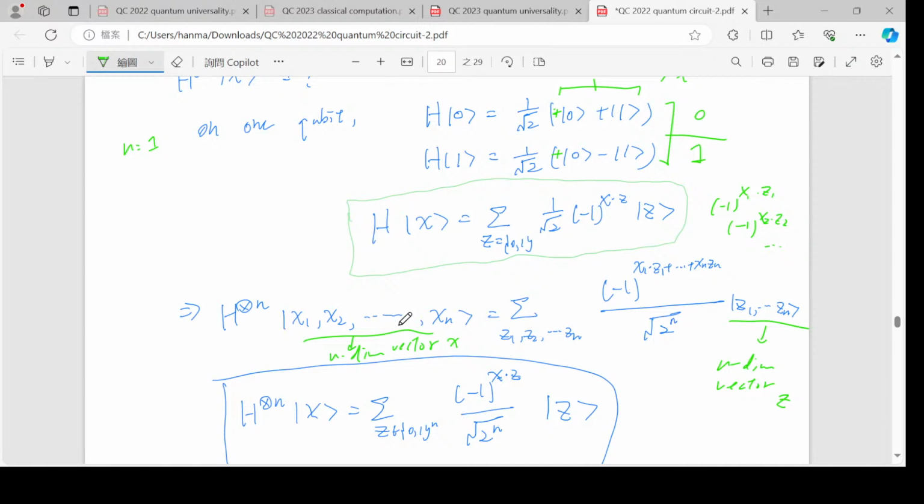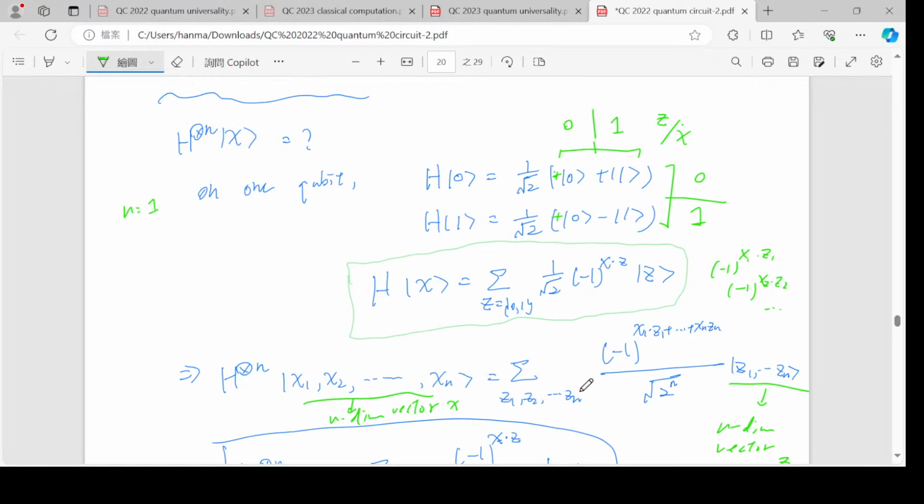When we have n bits, every bit becomes this sum over z equal to 0 or 1. Because with Hadamard to the n, there's no entanglement between the bits, so you can deal with them separately. So Hadamard to the n on n different bits, and each bit becomes a summation over 0 to 1. So you have the summation over z1 to zn, all equal to either 0 or 1, just like here, and each one of them gives you 1 over square root 2, so n of them gives 1 over square root 2 to the n.